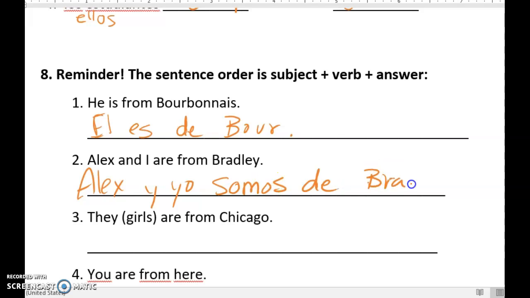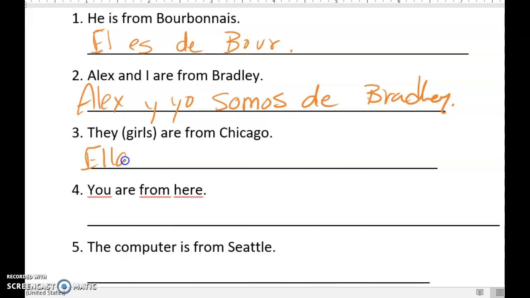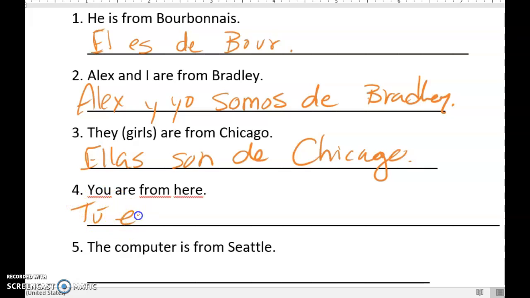Again, we've been doing sentences forever. We're just going to kind of formalize it. Ellas is AS. AS can only sit with son. De Chicago. You are from here. See, here's a case. We're just going to use it for emphasis. Tú eres de aquí.